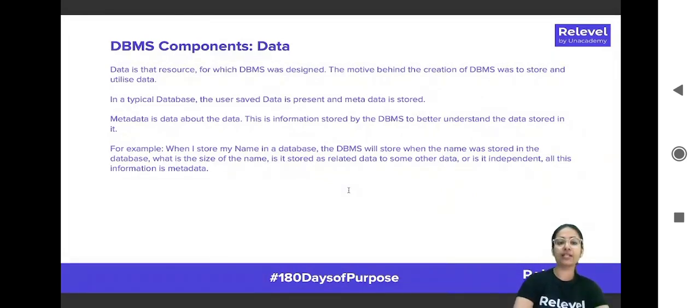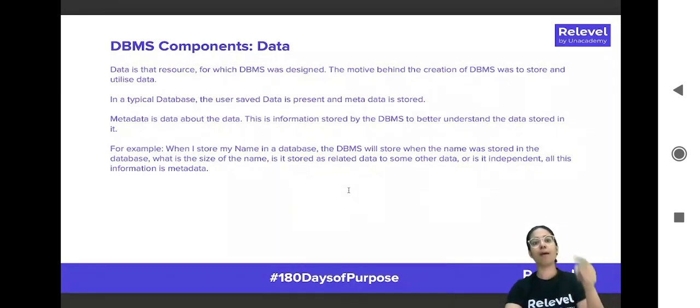Now in a typical database, the user saves data is present and metadata is also stored. Okay, let's say I have a students table where I am storing the data for all the students. But what information am I storing in the table, right? The data about the data is a kind of metadata. For example, the metadata for the students table is that I am storing information about the students for a particular class. So that's metadata. Some information that tells what kind of data is stored in the database is known as metadata. Like it says here in the definition also, metadata is data about the data.